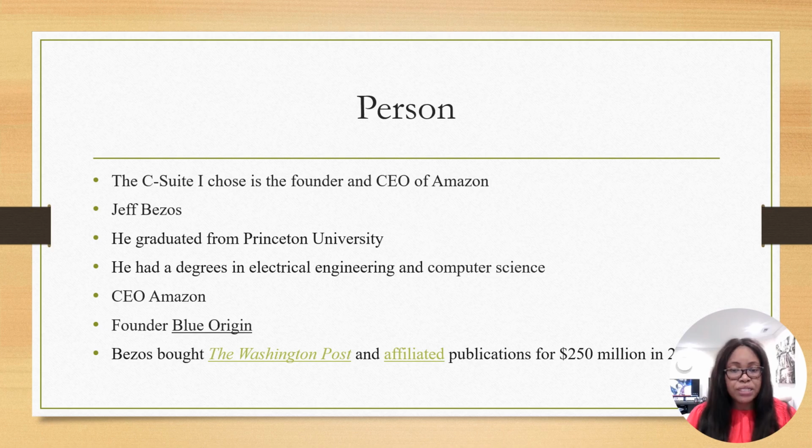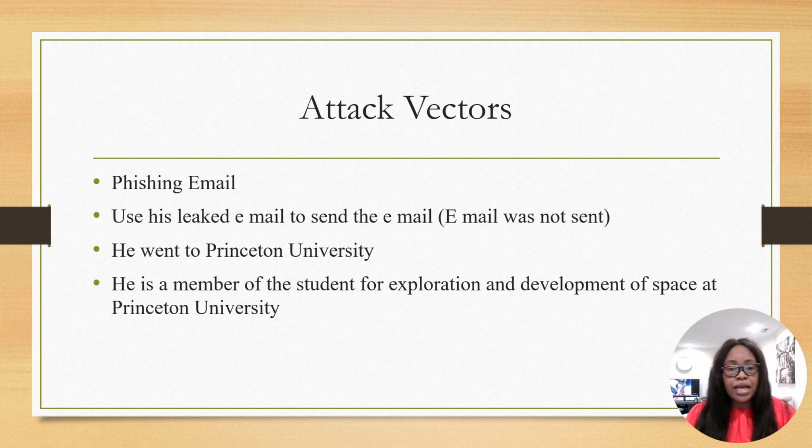And then, obviously, the person I'm researching is the CEO of Amazon. His name is Jeff Bezos. I found out that he graduated from Princeton University. He has a degree in electrical engineering and computer science, is currently the CEO of Amazon, and is the founder of Blue Origin. And my attack vector will be sending a phishing email based on the two email addresses I found.